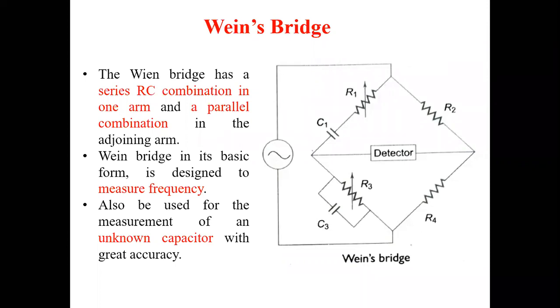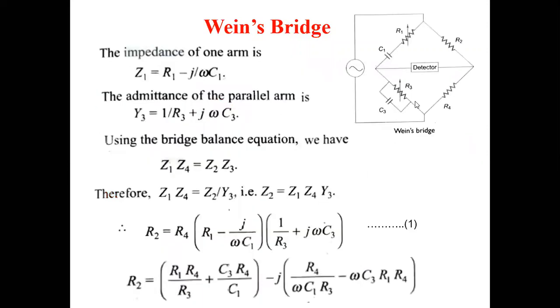It is not only used to find the frequency, but it can also be used to find an unknown capacitor value. But in order to find the unknown capacitor value, we have to know the frequency of operation of the signal. So coming to the circuit, we have the arms Z1, Z2, Z3, and Z4.